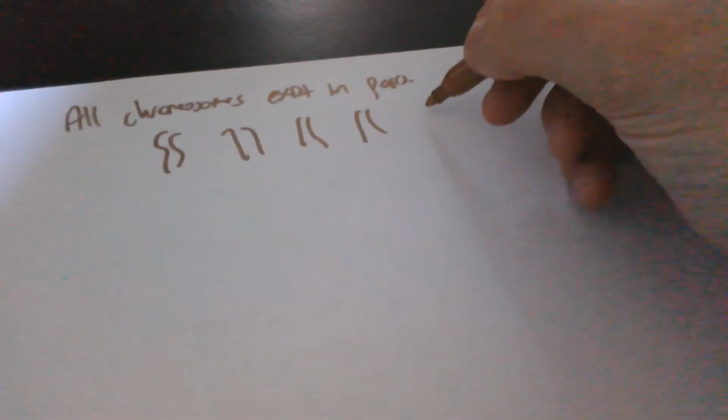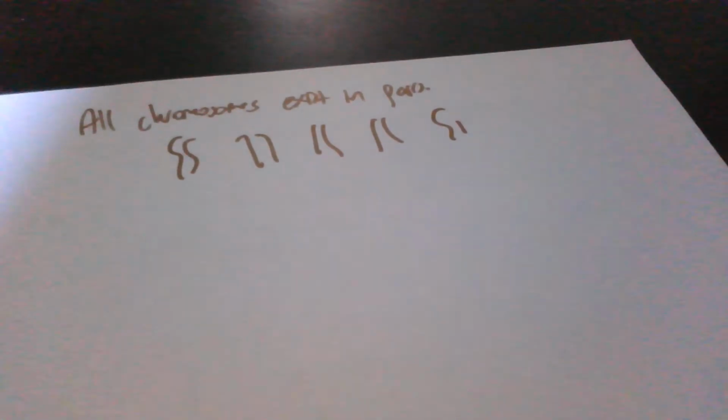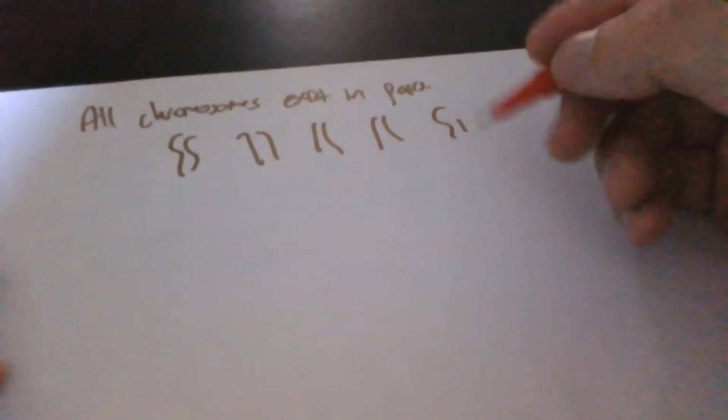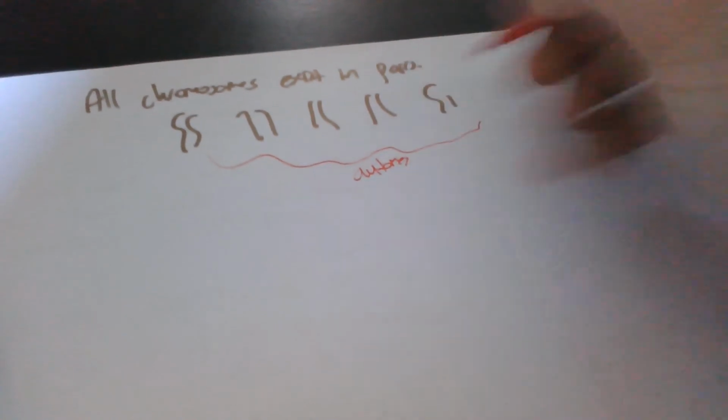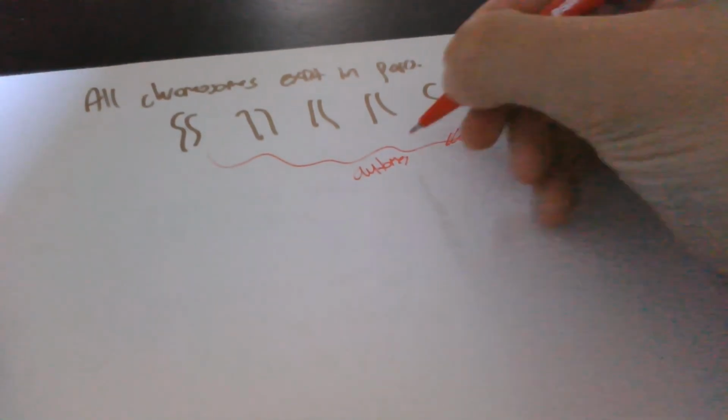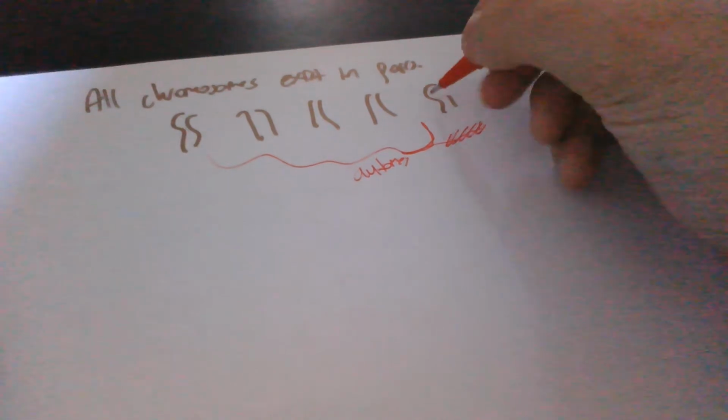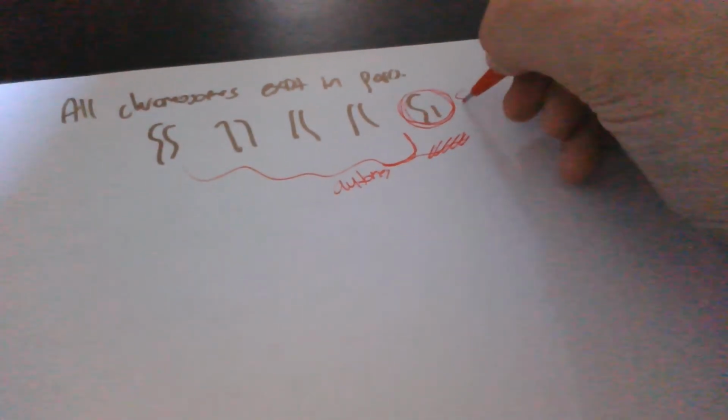So remember that all chromosomes exist in pairs, right? They come in pairs. So let's say we have a karyotype here. It looks something like this. When you see something like this, these are autosomes, up to here. And this is a sex chromosome.